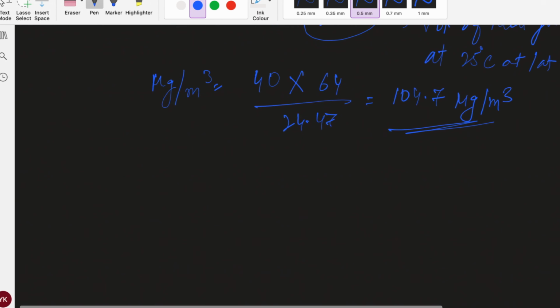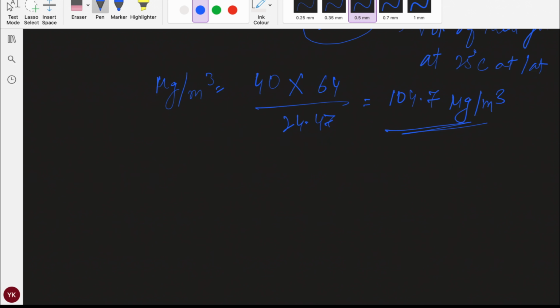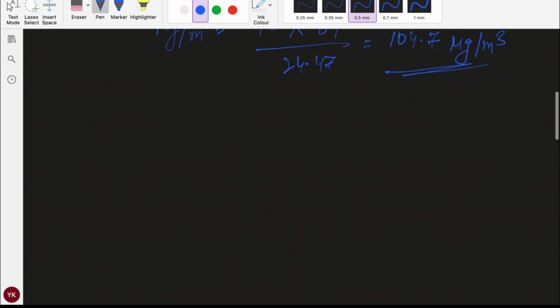However, there are certain things we need to understand. Suppose the temperature is changed from 25 degrees centigrade to 40 degrees centigrade, or the pressure is changed from 1 atm to 2 atm, or it is changed from 40 ppb to 40 ppm. How will we solve then? To understand these nuances, we need to understand the basics, and first the ideal gas equation.